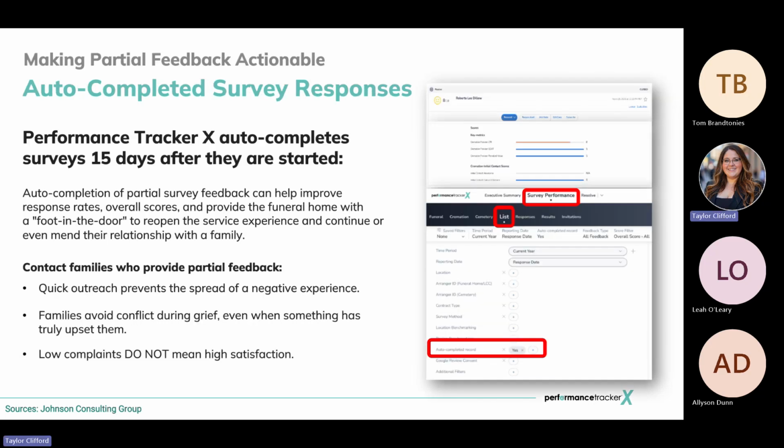Now, making partial feedback actionable. This is really something you can do in your dashboard, taking a look at your partial responses and analyzing them. If you ever need help analyzing partial feedback, I'm more than happy to help you. My services are included with Performance Tracker. If you want a more experienced death care professional to review those responses with you, I would highly encourage working with our business consulting team.